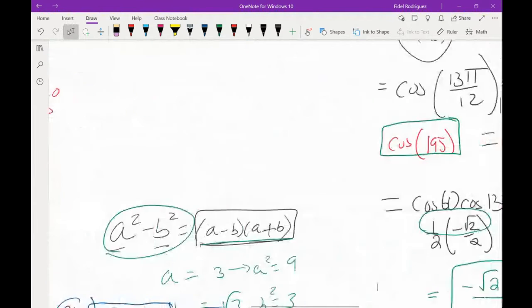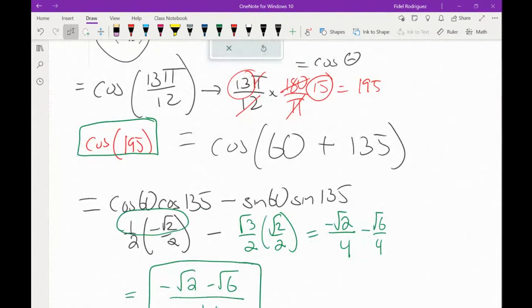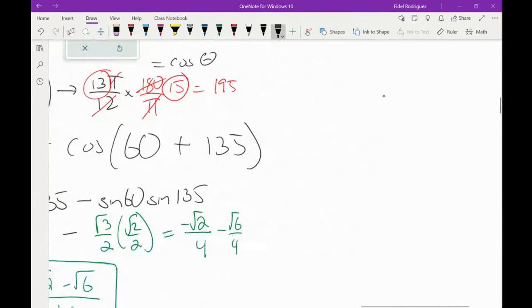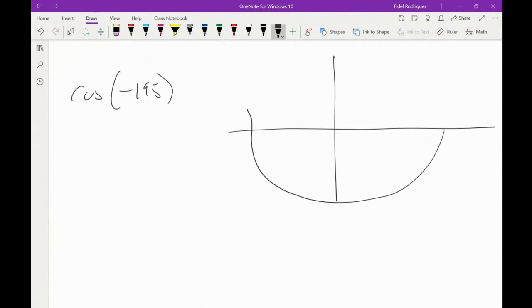Let's try something else here, guys. Let me see. Okay. Well, I'm going to try something real quick. Remember how this originally had a negative here? I'm going to keep that as a negative. And so if I had the cosine of negative 195, I want you to think about what that means. Negative 195 means I'm going in that direction, right?